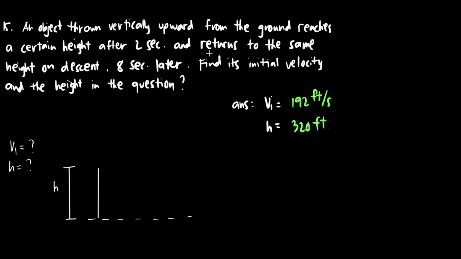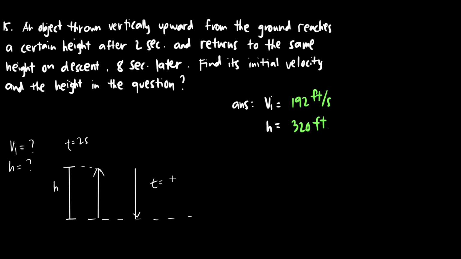And a certain height after 2 seconds. So the time it reaches a certain height is 2 seconds. Let's denote t is equal to 2 seconds. And it returns to the same height on descent 8 seconds later. So at this certain height, the object returns back to the ground, right? It goes back to the ground after 8 seconds. So time is equal to 8 seconds.